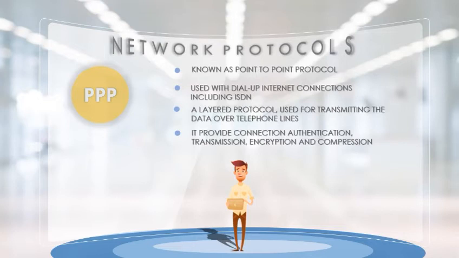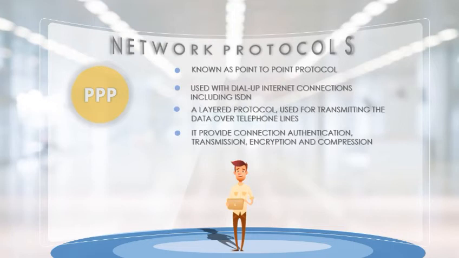Then it provides connection authentication, transmission, encryption and compression. Connection authentication means the connection should be authentic and efficient. Then transmission of data, and then encryption and compression. Data is compressed for efficient transmission, so less data means efficient transmission. Then encryption means security. So this is the specialty of Point-to-Point Protocol.